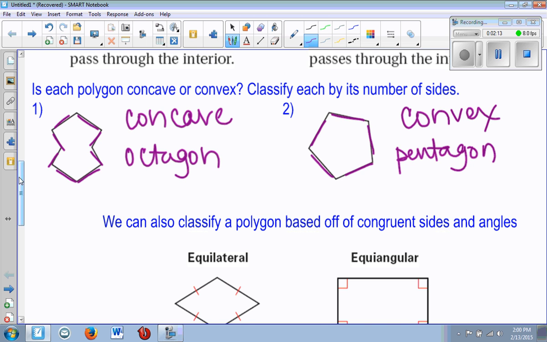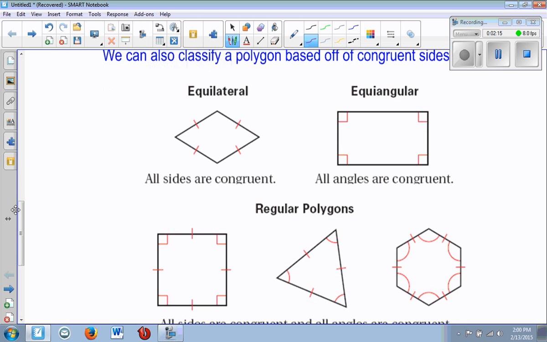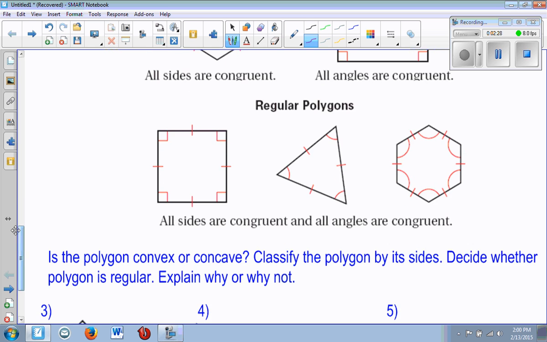More names for polygons, most of which you actually already know. Equilateral means all equal sides. Equiangular means all equal angles. And regular means both equilateral and equiangular. So things that have all equal sides and angles.